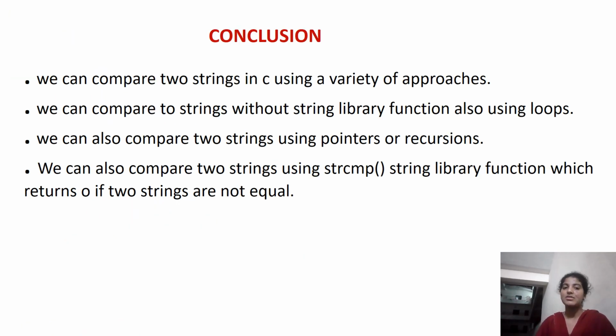And conclusion, we can compare two strings in C using a variety of approaches. We can compare two strings without a string library function, using loops. We can also compare two strings using pointers or recursion. And we can also compare two strings using the string comparison library function, which returns 0 if two strings are equal. Thank you.